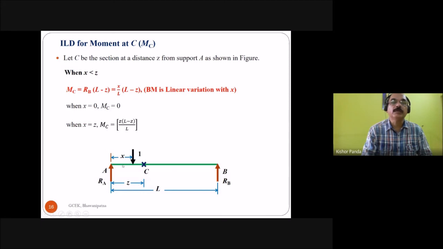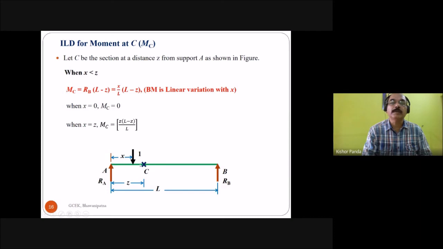That is, when the unit load is present between A and C, what is the moment? And when the unit load is present between B and C, what is the moment? So first you have to draw the influence line diagram for moment at C. Then you have to find out for the left portion and for the right portion.